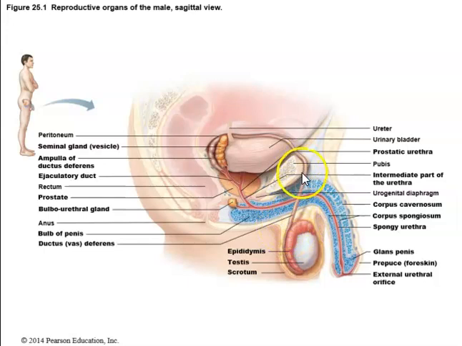The vas deferens will then go up the spermatic cord through the inguinal canal and then run lateral to the urinary bladder. You can actually see the ureter right there. So the ureter is more posterior to the vas deferens, and then it will run posteriorly. And then we will hit other internal structures of the male reproductive system in just a little bit.